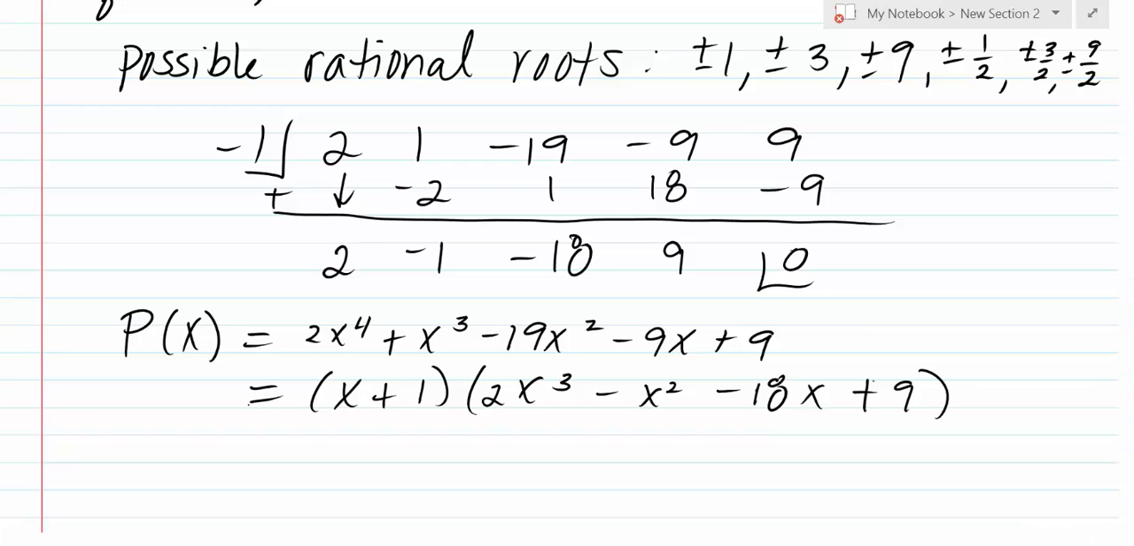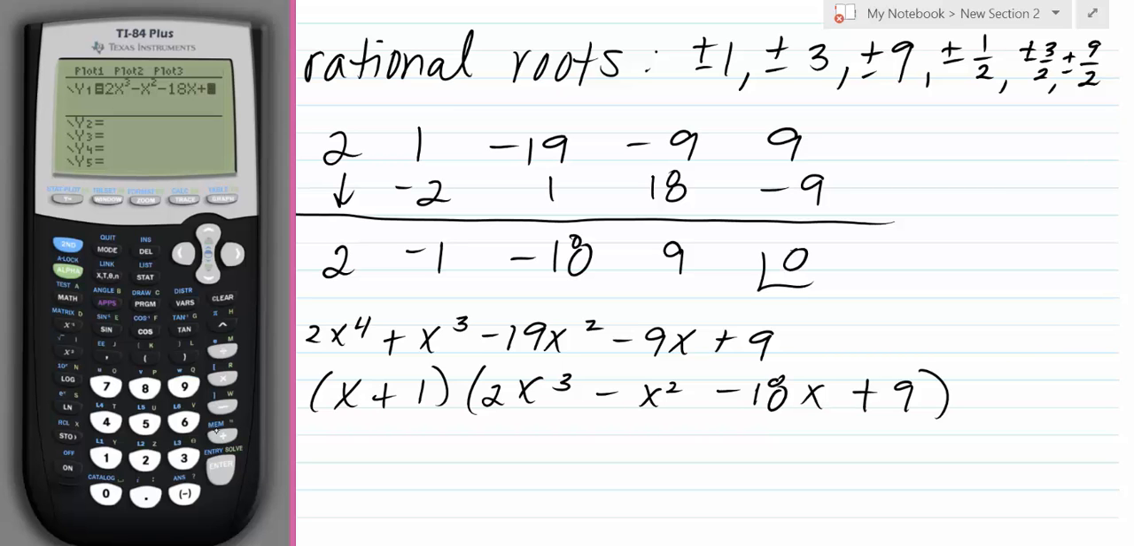It divides evenly into the original, and what we're left with is 2x cubed minus x squared minus 18x plus 9. So now I'm going to go back to my calculator and plug this function into y1, and then I'm going to go back to my table to test the rest of my list. I want to test -1 again, just to be sure that it's not a double root. Here I'm seeing that both -3 and 3 are roots of this new polynomial, the 2x cubed one.